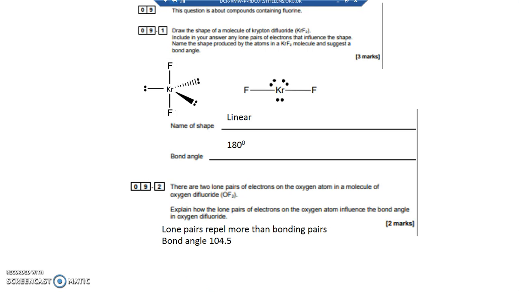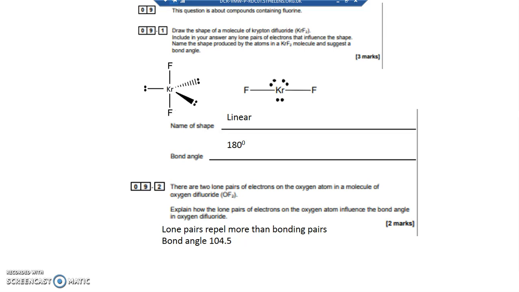If you have a regular tetrahedral shape with 4 bonding pairs, the bond angle is 109.5 in something like methane, CH4. And then if you have something like ammonia, NH3, where you've got 1 lone pair and 3 bonding pairs, when a bonding pair is replaced by a lone pair, the bond angle comes down by 2.5, from 109.5 down to 107. And then when you replace another bonding pair with another lone pair, like in OF2 or H2O, the bond angle comes down by another 2.5 from 107 to 104.5.